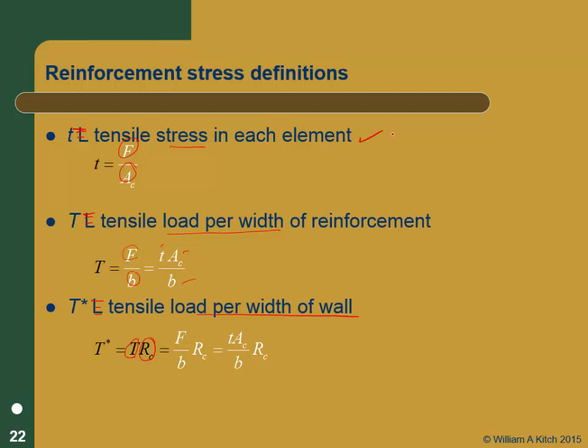This is going to control rupture of the element. When we're going to check whether we're going to rupture the steel or rupture the plastic, this is what we want to know. What's the stress compared to the yield stress or compared to the allowable stress? Right? This is how we're going to calculate the loads in the elements, and this is how we're going to design the wall.